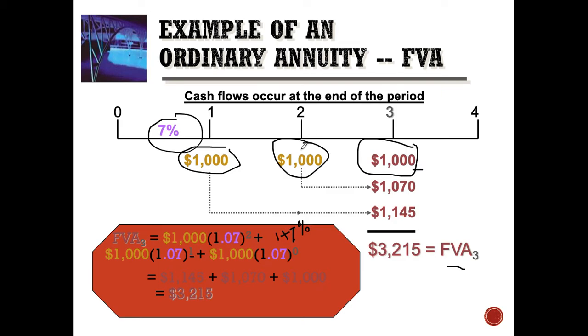The future value of 1,000 here, year 2, is $1,070. So 1,000 in year 1, if we put it in year 3, is equal to 1,145. And the future value of the annuity is the total of the future values of year 1, year 2, and year 3. Is it clear?